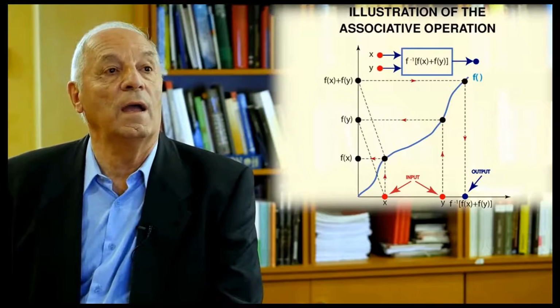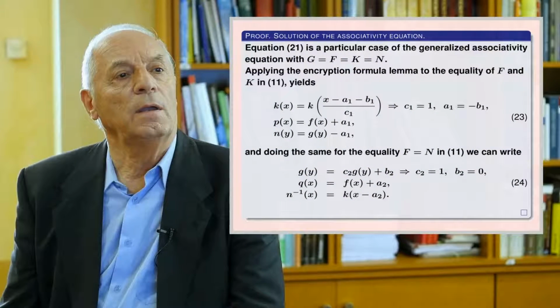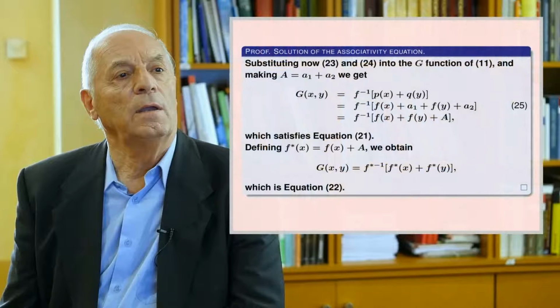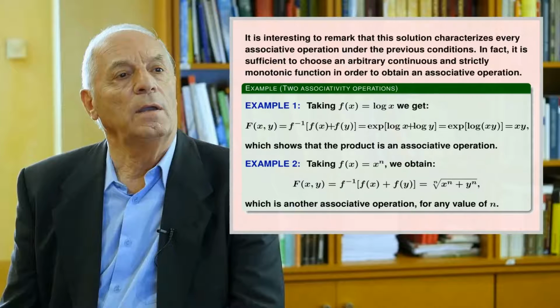all associative operations. In this transparency, we show how to solve the associativity functional equation as a particular case of a previous functional equation and our lemma. Replacing back and using the solutions of previous functional equations, we obtain the desired result. Once again, we insist on the fact that all associative operations between real numbers must be of this form. For illustrative purposes, we provide two examples. The first is the product, which comes from the logarithmic function f. The second comes from a monomial function.